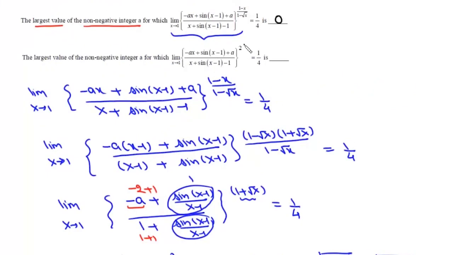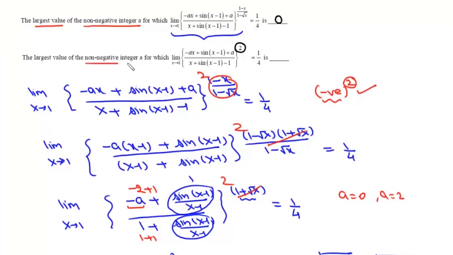But if we replace this power with 2, then it becomes an entirely different concept. If we solve this question, this power here will be 2. So again we'll have a equals 0 and a equals 2. Now if we put a equals 2, even if it is a negative number, it is exactly 2, and the square of a negative number is both defined and mathematically consistent. So in this case, the largest value of non-negative integer a will be 2. So that is the difference between the two powers.